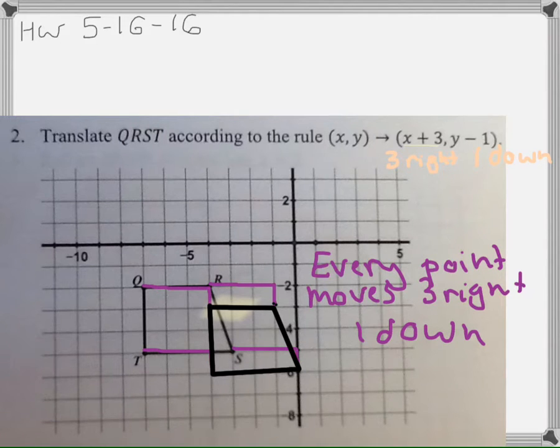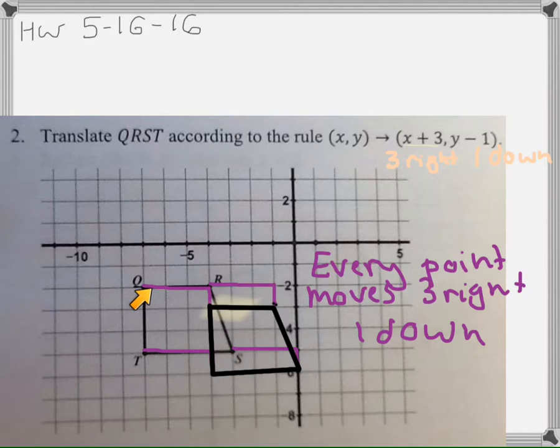The next question asks us to translate QRST according to the rule (x, y) translated to (x plus 3, y minus 1). Because the x is plus 3, that would be moving to the right, or to the positive, and y minus 1 would be moving down. So from the original figure given, each point would move 3 to the right and down 1. Or given the coordinates, it would be x plus 3, y minus 1.